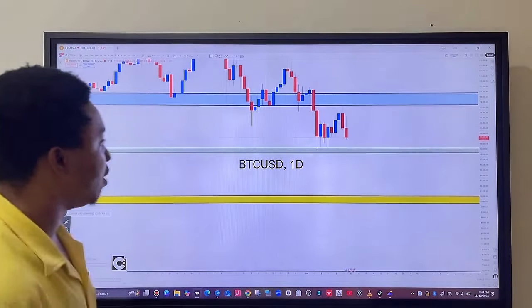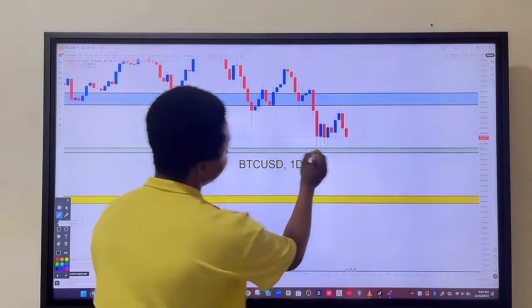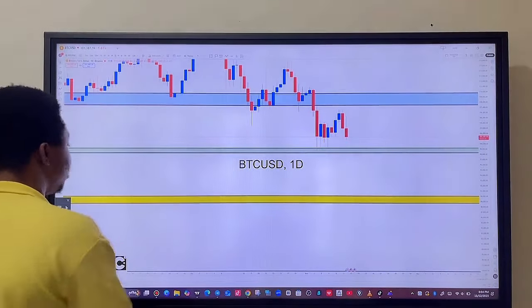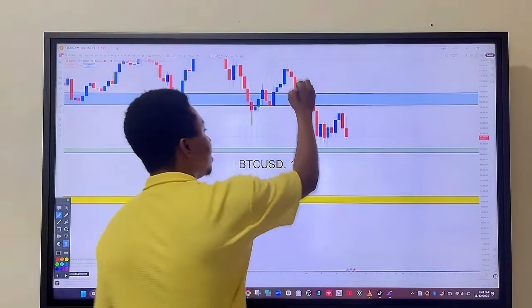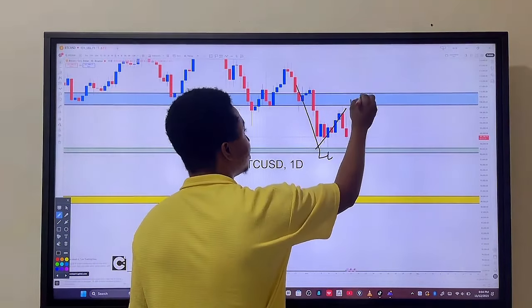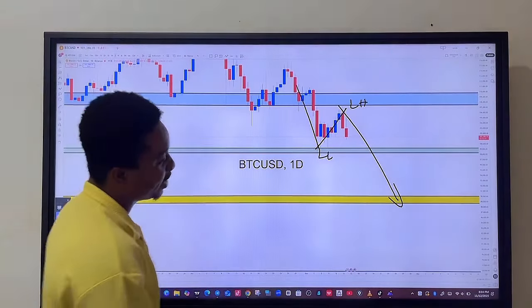Now BTC USD on the daily time frame, we have the daily mid-range zone. What is going on in the daily? Price is in a downtrend on the daily time frame. This is a push as lower low. This is an exhaustion as lower high. We are expecting continuation push all the way to the downside to create what? The next lower low for the daily time frame.